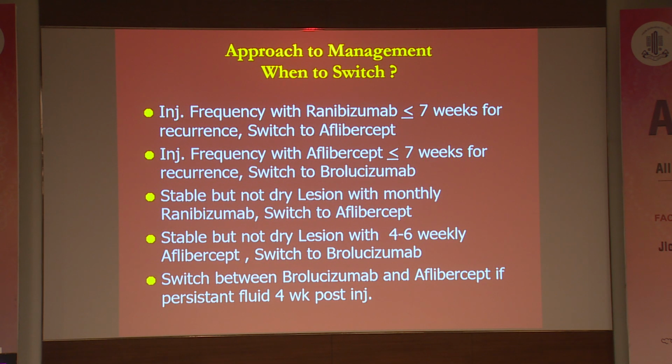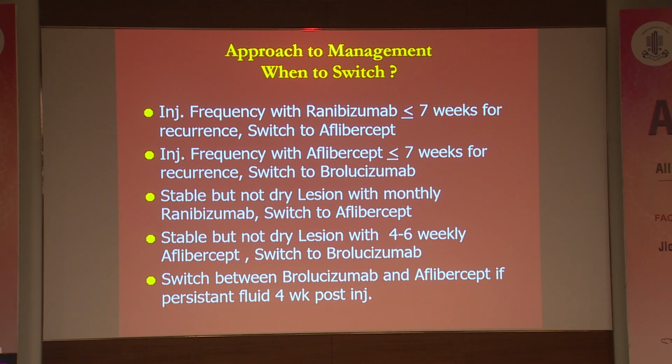But if the frequency of injections with ranibizumab is less than 7 weeks for a recurrence, switch to aflibercept. If the frequency with aflibercept is less than 7 weeks for a recurrence, shift to brolucizumab. If you have a stable lesion which is not dry and you are on monthly ranibizumab, shift to aflibercept. And see, you can get a better response. If you have a stable but not dry lesion and 4 to 6 weekly aflibercept, that's not good enough, shift to brolucizumab. And if you are already on brolucizumab, then you don't want to have the patient without the treatment.